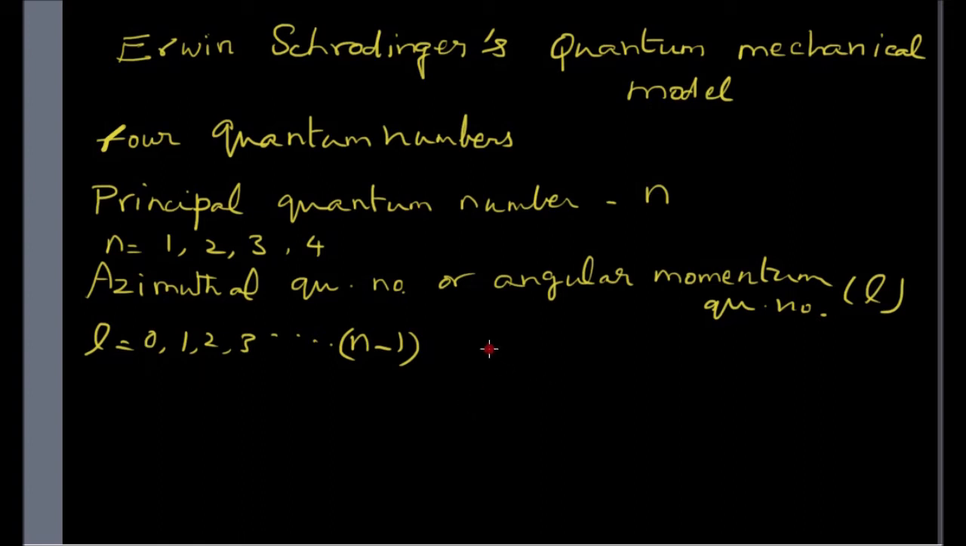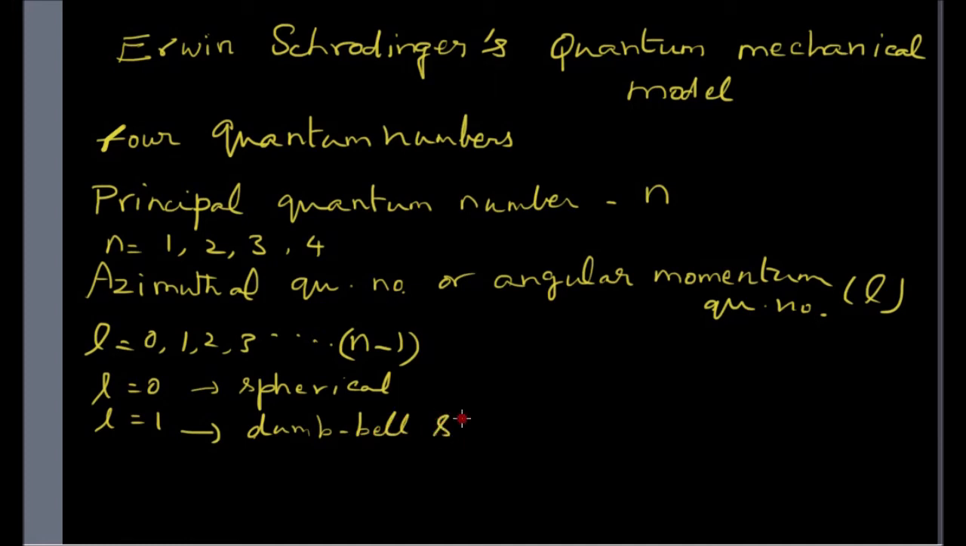When L is equal to 0, the orbital is said to be spherical. And when L is equal to 1, it is dumbbell shaped. And when L is equal to 2 or 3, the shape of the orbital becomes more complex. So anyway, the value of L will give you an idea about the shape of the orbital.